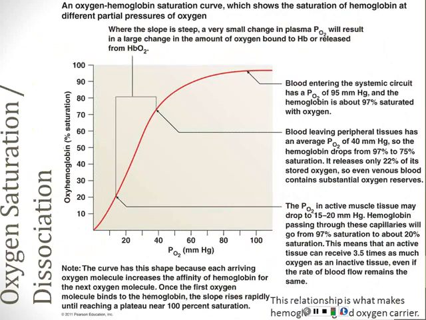This curve is all about hemoglobin. So the oxygen gets into the blood down its concentration gradient, and then hemoglobin snatches it up.